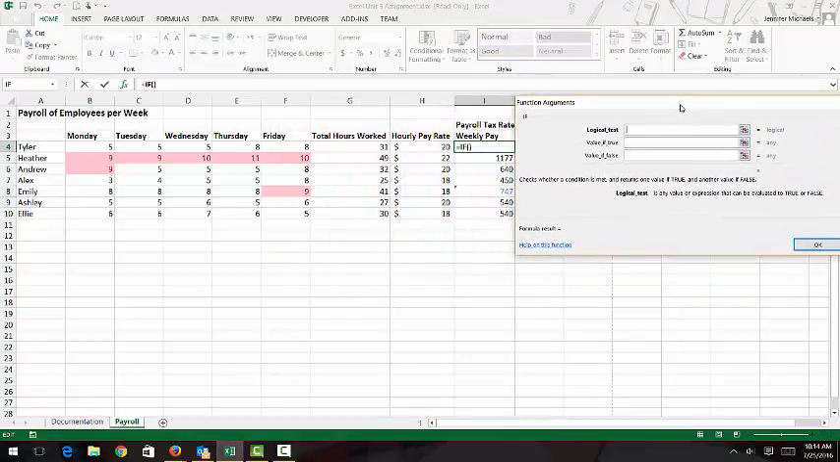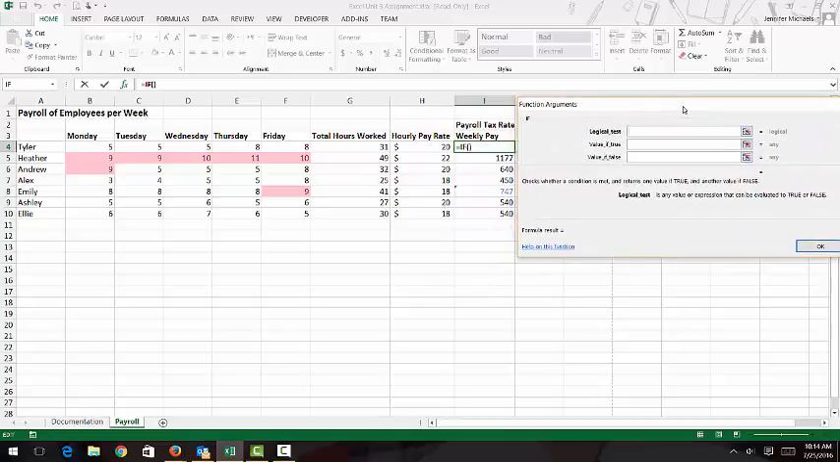When you're entering the function, the first thing you're entering is a test. Did they work overtime? So is their total hours worked greater than 40? Right? If it is greater than 40, then we have to pay them overtime pay. So that is, let's say, 40 times the pay rate plus parentheses, hours worked minus 40, so the number of overtime hours they got, times the pay rate times 1.5. Okay, so that's their overtime pay for that.